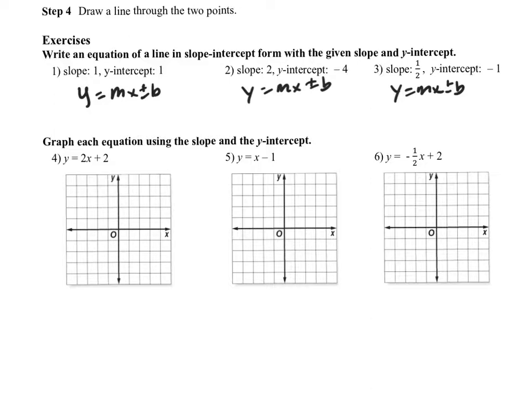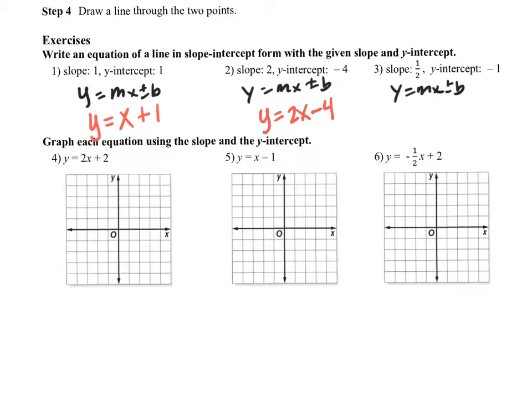If my slope is 1, then I'm not going to write anything in front of x. I'm just going to say x. And then my y-intercept is 1. So y equals x plus 1 is the line for that. Look at number 2. My slope is 2, so I'm going to say y equals 2x. My y-intercept is negative 4, so it's going to be minus 4. If it's negative, I'm going to make that a subtraction sign and make it minus 4.